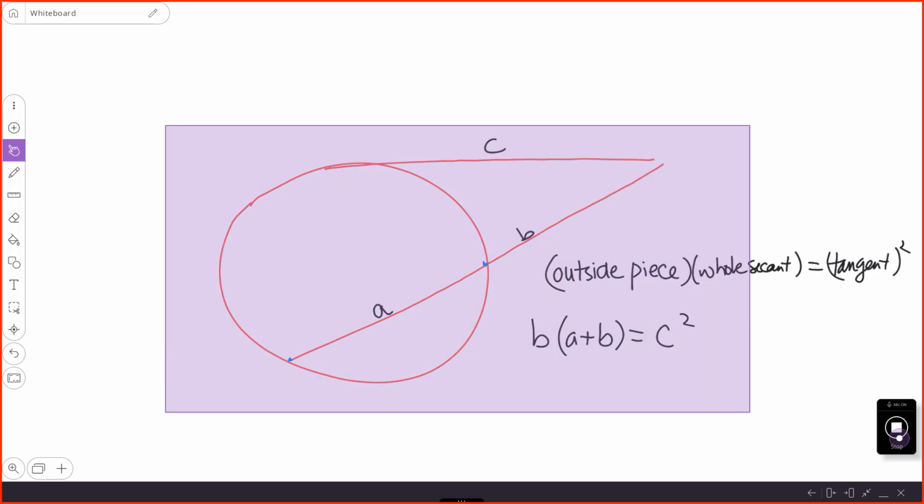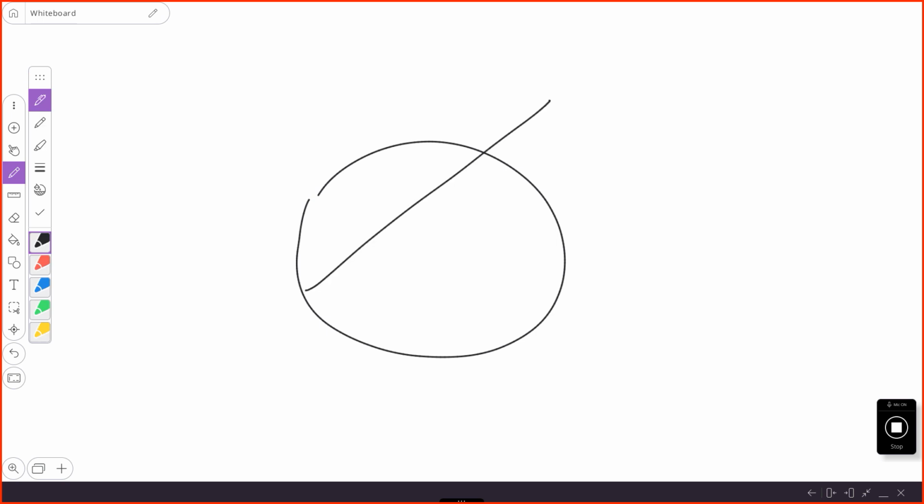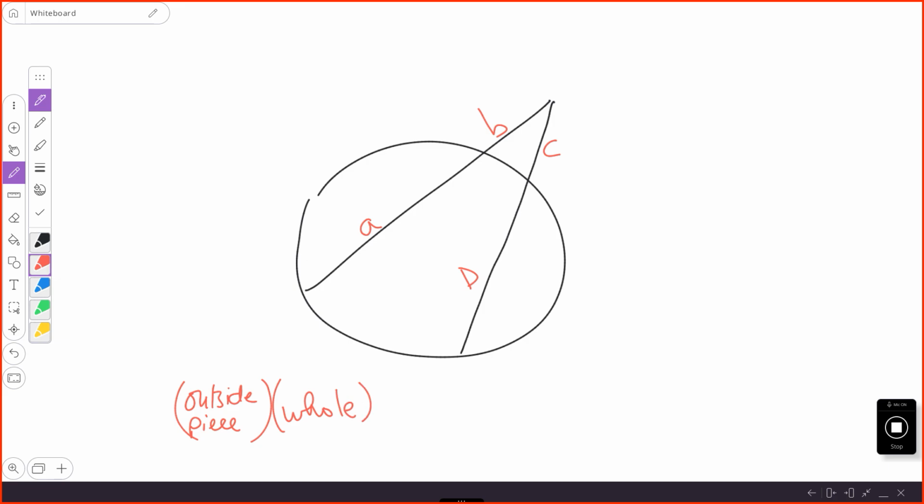And then we have if there are two secants. So let's say it would look like this. So I've got two secants, same thing, it divides it into pieces. So like this is A, B, C, and D. And it is just outside piece times whole secant equals outside piece times whole secant. So again, you just plug in the numbers and do the algebra. So once you know the formula, these are really easy.